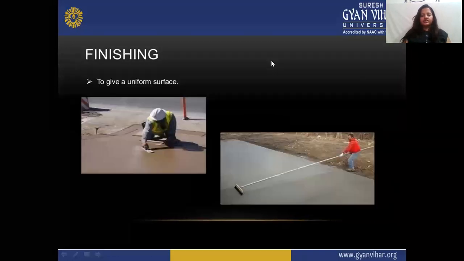So this is finishing, where the surface of the concrete is smoothened out, and it gives you a very smooth and extremely neat concrete. This gives the final finish to the concrete, and the surface is completely smooth, plain, and very beautiful.